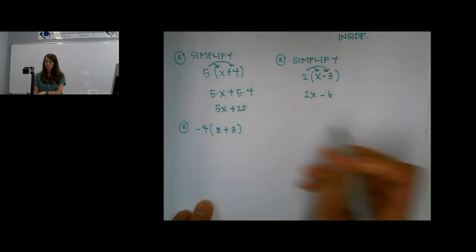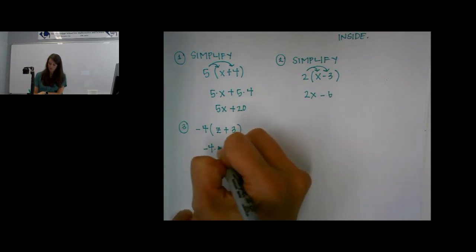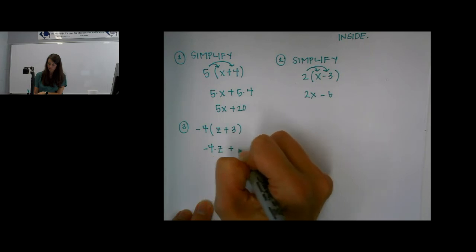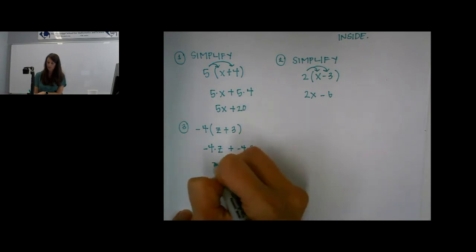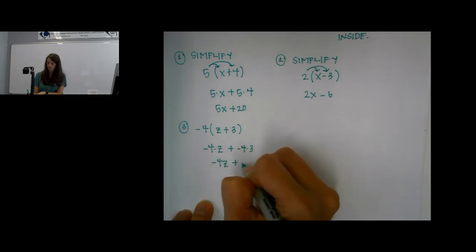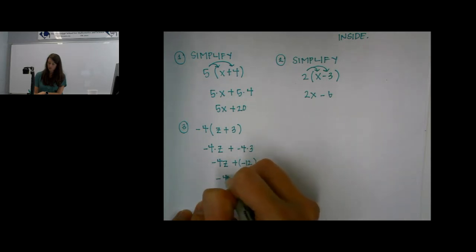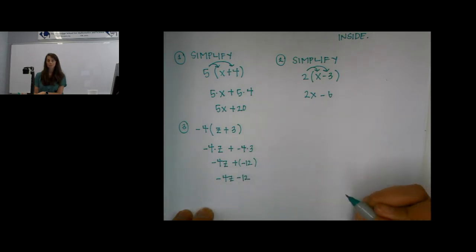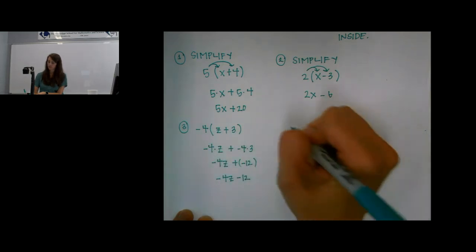Okay, what about this? I have a negative here, so I'm going to say negative 4 times z plus negative 4 times 3. So negative 4 times z is a negative 4z and plus a negative 12. But plus a negative 12 turns into a what? A minus 12. So when there's a negative, it's going to change the signs on the outside.